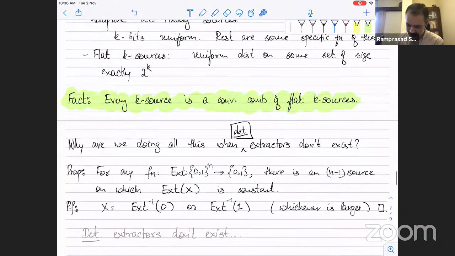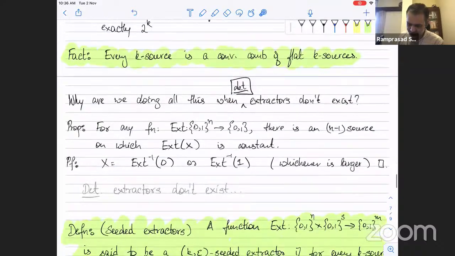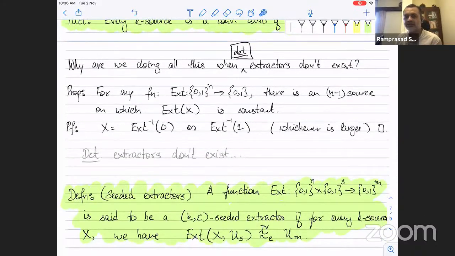Okay. But what we are going to do instead is slightly modify our definition and start talking about what are called seeded extractors. Okay. And fortunately, it'll turn out that seeded extractors do exist. And that's what we'll focus on in the module.